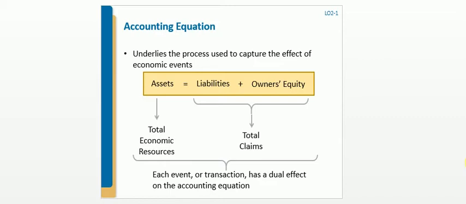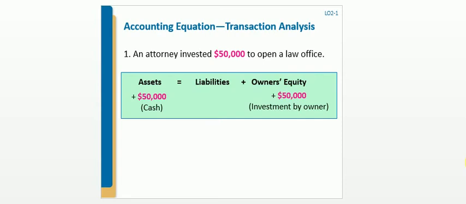Each event or transaction has a dual effect on the accounting equation. The equation implies that each economic event affecting it will have a dual effect, because resources must always equal claims. Accounting equation, the transaction analysis. First, you should analyze your transaction, right? How will you be analyzing your transaction?